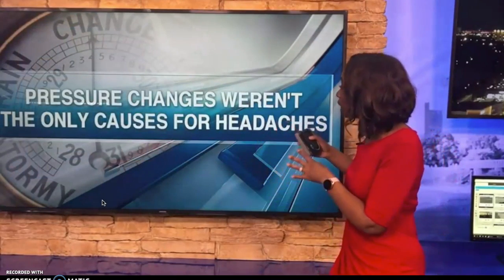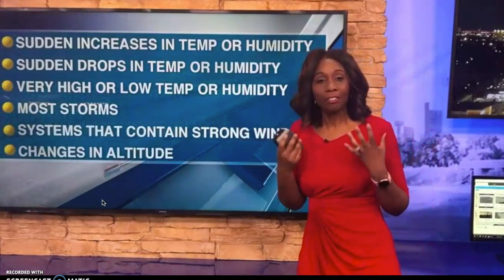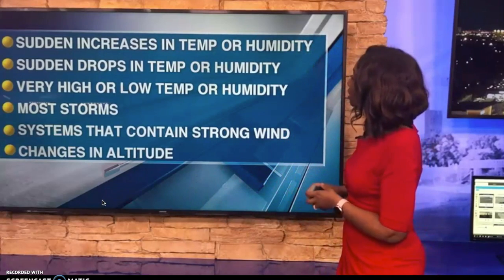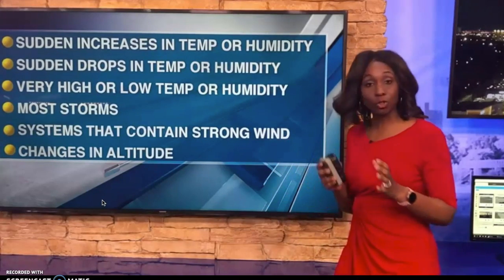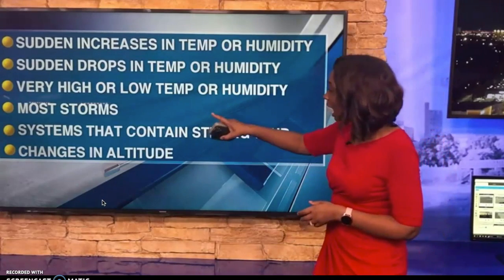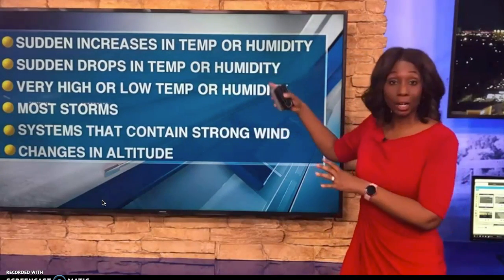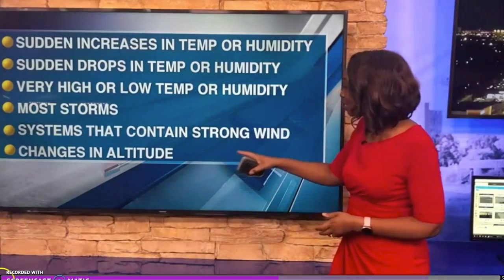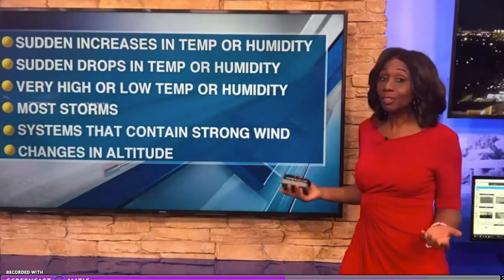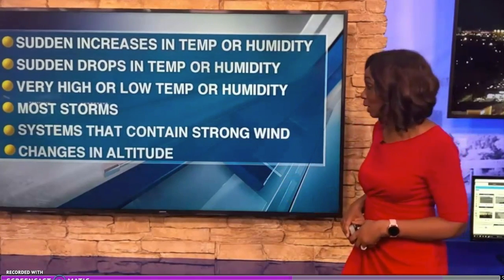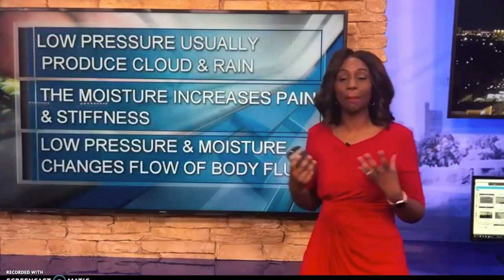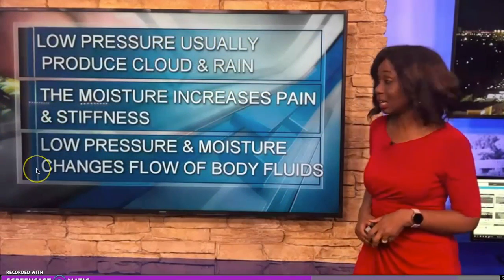Pressure changes weren't the only causes for headaches specifically. Let's talk about some of the other things that affect it when people complained of headaches as it pertains to weather. Sudden increases in temperature or humidity, sudden drops in temperature or humidity, very high or low temperatures, or very high or low humidity levels. Most storms, we know that as pressure changes, and systems that contain strong wind also had people complaining of headaches quite a bit, or body aches, and changes in altitude, which we just talked about. When you fly, you get that popping of your ears, or sometimes people can, of course, get headaches too.